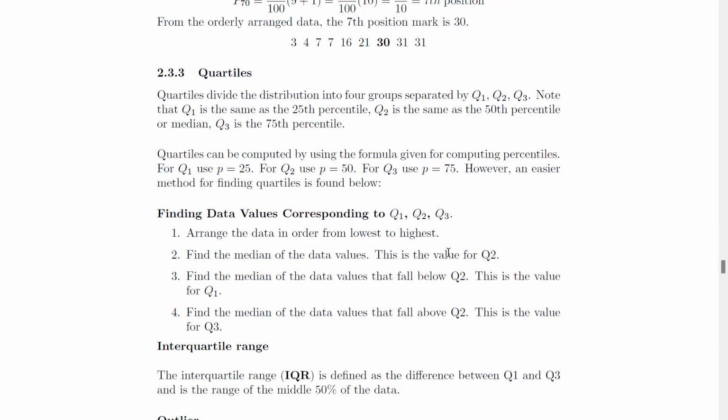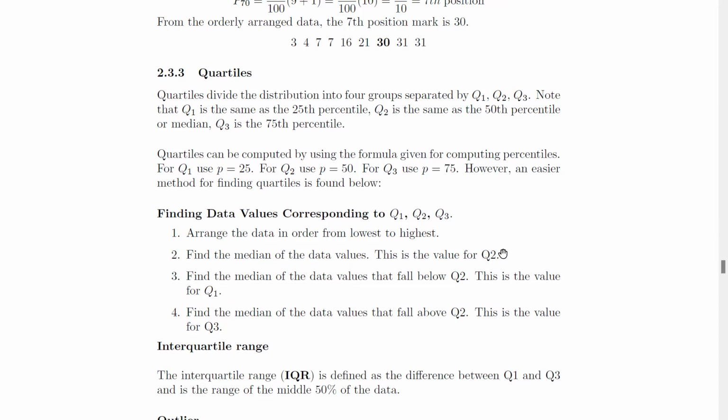But another easy way, more especially if your data set is not so huge, say you have maybe 15 data points or 20 data points, is to just arrange the data in order from lowest to highest. Find the median of this data set. Once you find the median, you have found the second quartile, which is Q2. Then look for all the values below Q2, consider them and find their median also. That median will give you Q1, which is your first quartile.